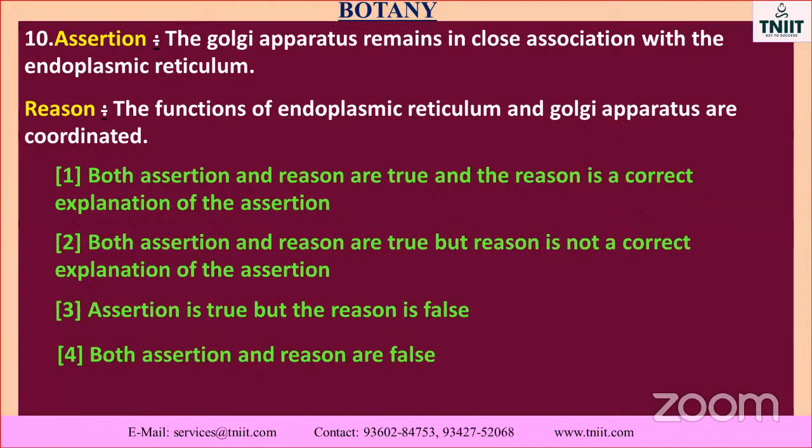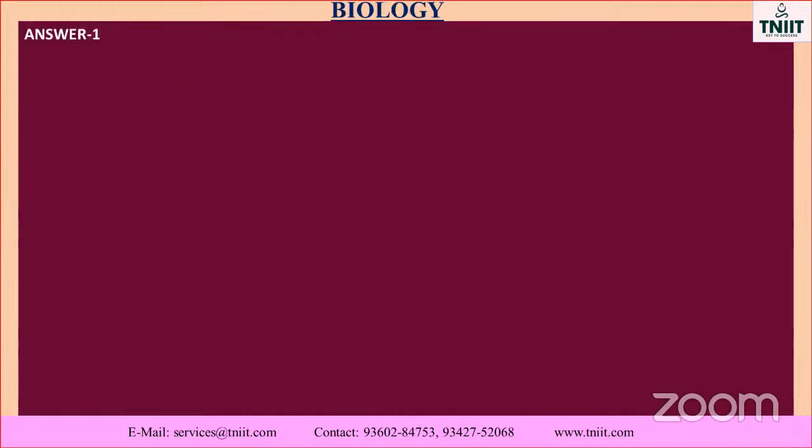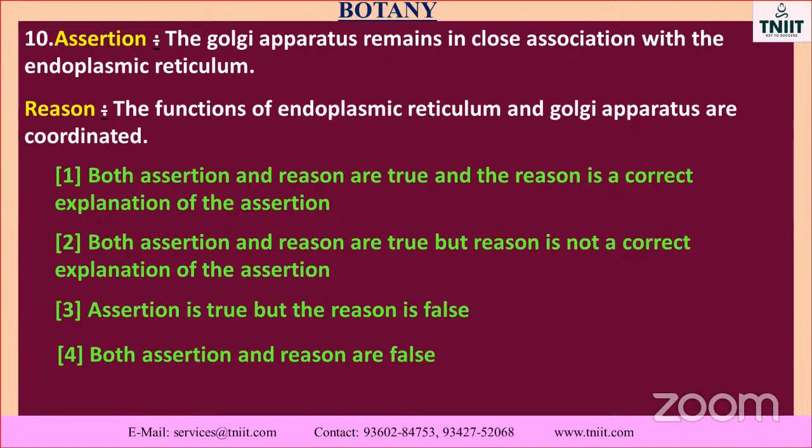Assertion and reason. The Golgi apparatus remains in close association with the endoplasmic reticulum. Yes. Reason: the functions of the endoplasmic reticulum and Golgi apparatus are coordinated. Yes. See option 1. Both are interrelated because Golgi apparatus formation also takes place with the help of the endoplasmic reticulum. It is also originated from the endoplasmic reticulum. So both are interrelated. So option A only is the correct answer. Okay, my dears, go to the next one.